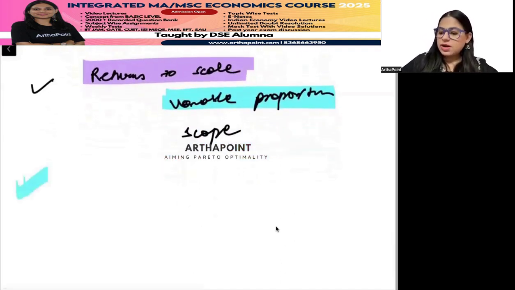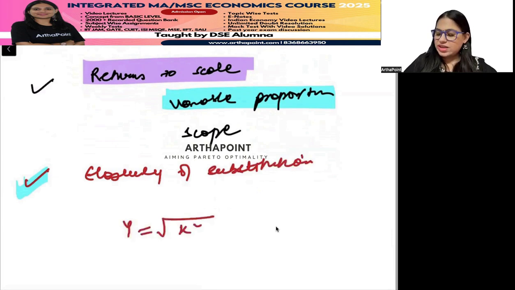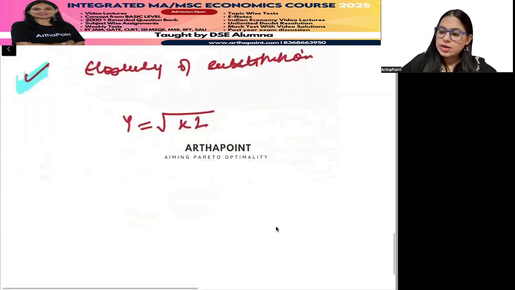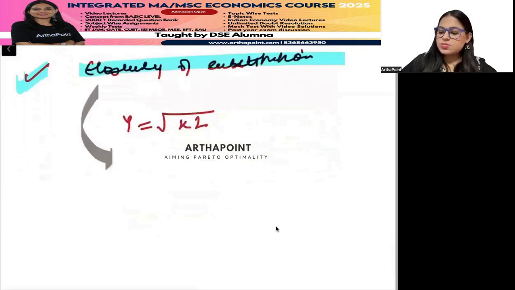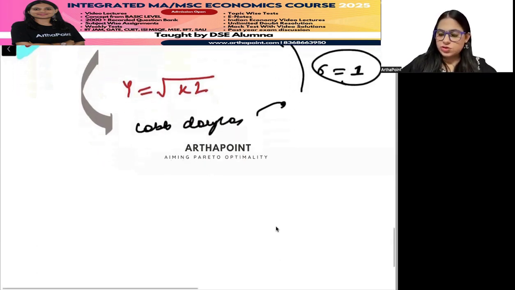Then you have to be aware about the elasticity of substitution. है ना? तो जैसे if I give you a production function y is equal to root KL. So we know that this is a Cobb-Douglas production function. And in Cobb-Douglas production function, ये बात हमें पता है कि elasticity of substitution 1 होता है. So you have to be aware about the elasticity of substitution of different production functions.